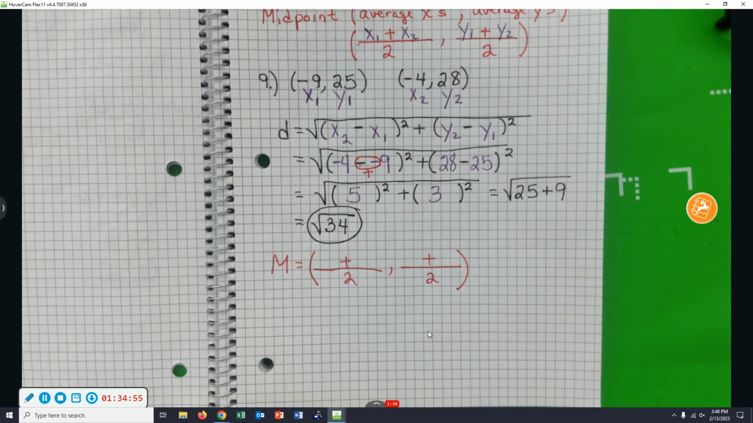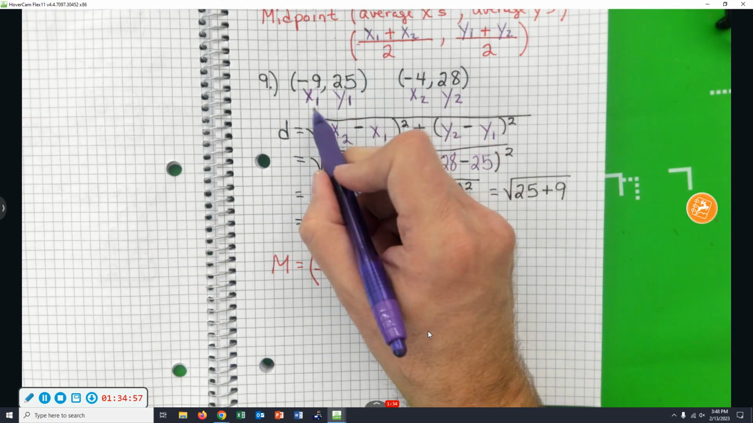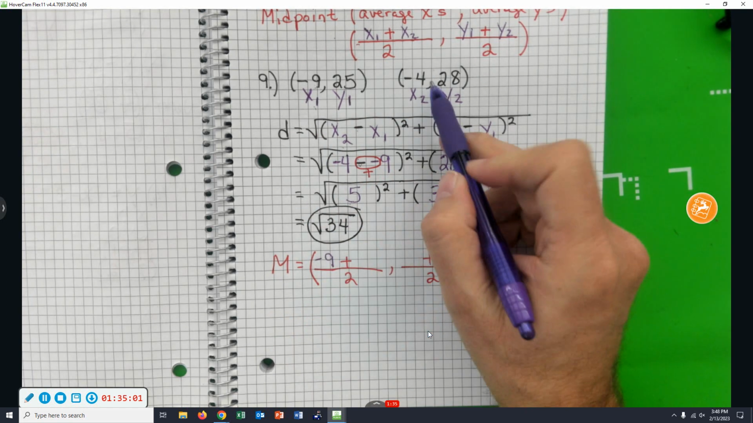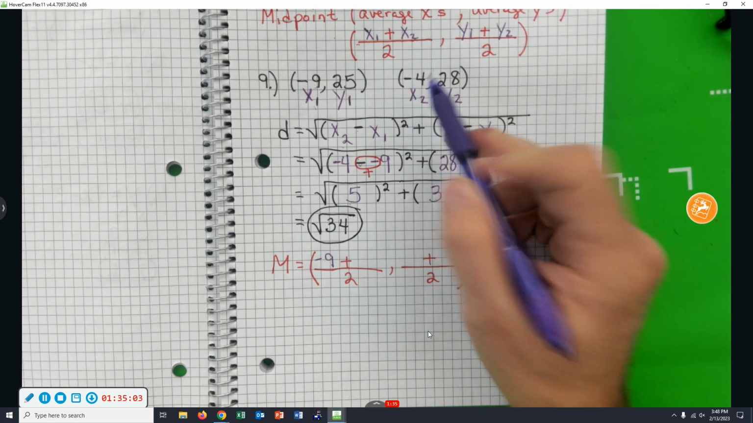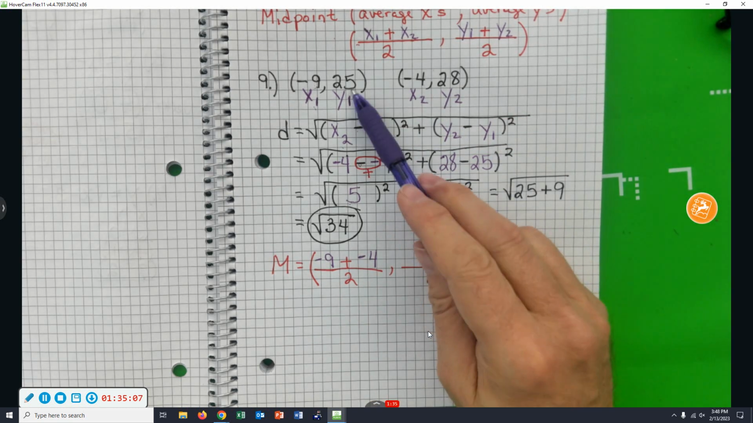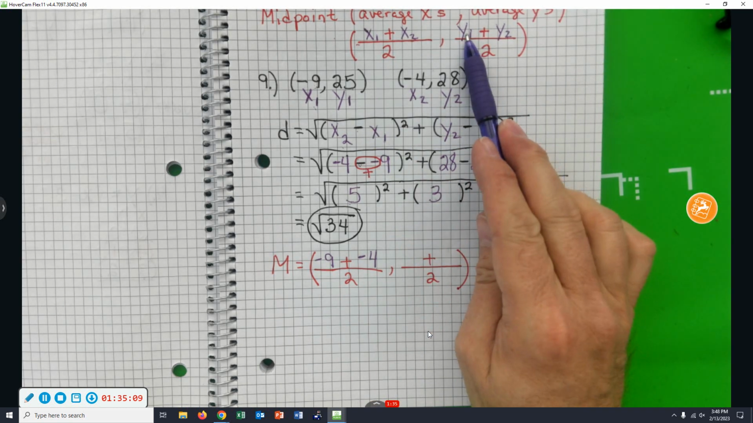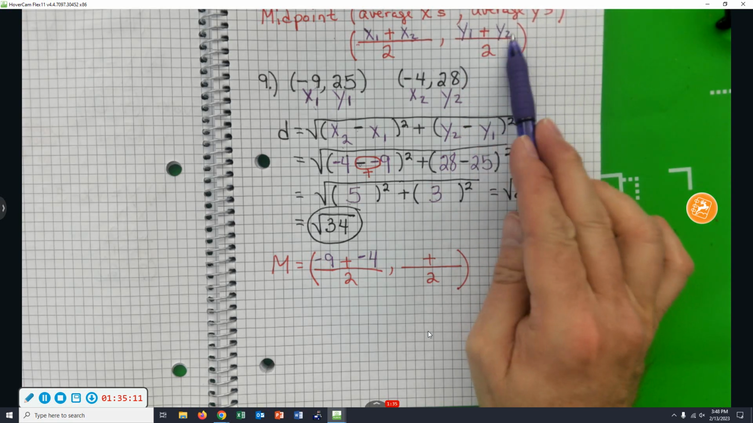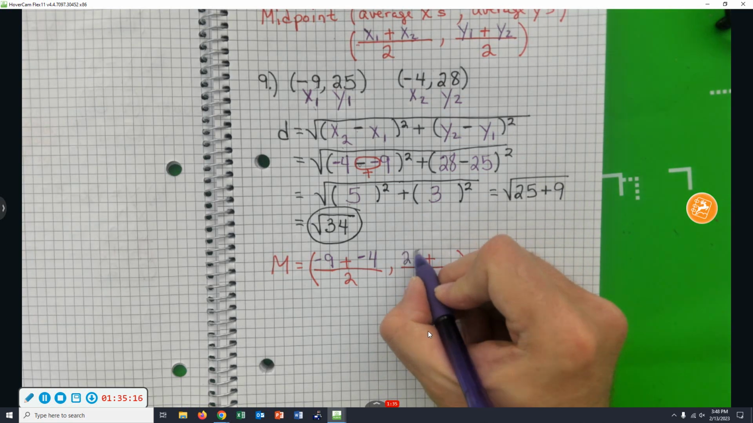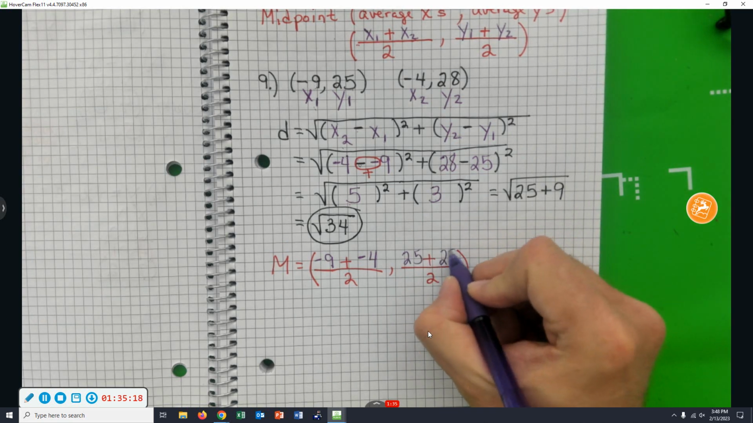Add the 2 x's. So x1 is -9, x2 is -4. y1 plus y2, I'm adding the y's, 25 plus 28.